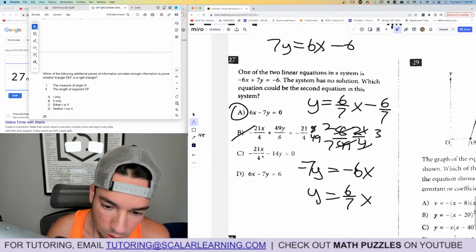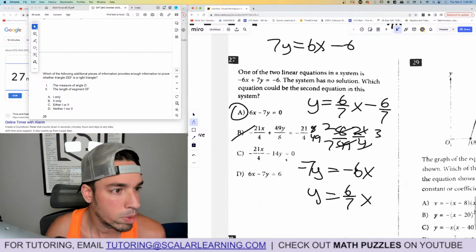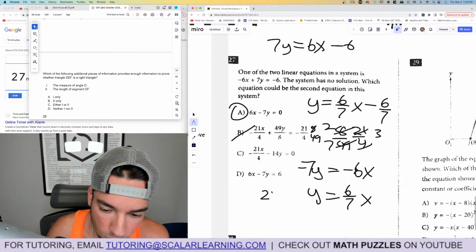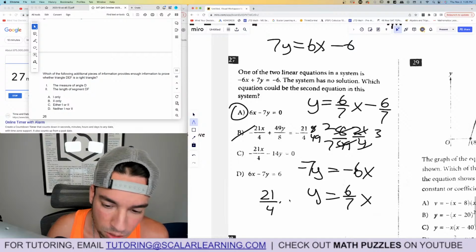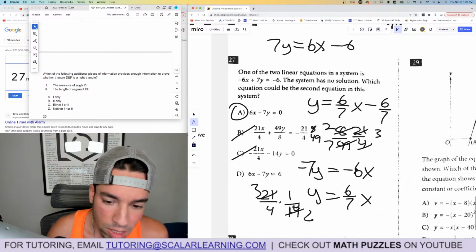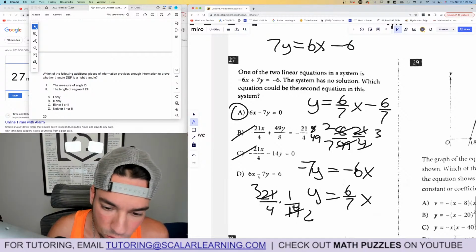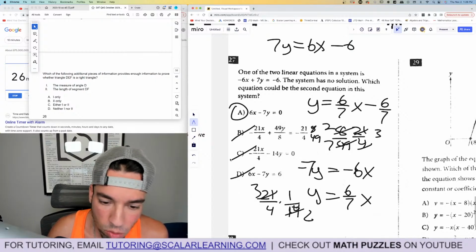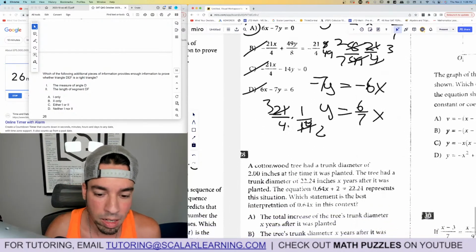This one, you add 21 over 4 on the other side, and then you divide by negative 14, which is the reciprocal, 1 over 14 negative. So that becomes 3 over 8. So that's wrong. That's not the same slope. And this one, you minus 6x and you divide by negative 7. Again, you get the same line because you get the same y-intercept. So that would be infinite solutions. So A is confidently the winner.